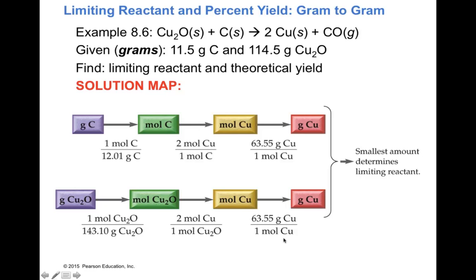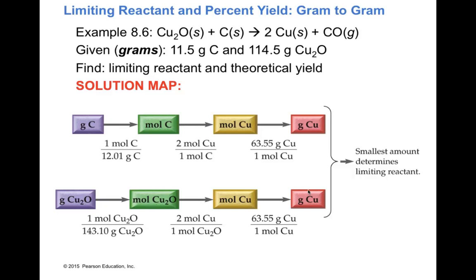Also, this is another important point. This is really important. As I mentioned before, you can use any of these two products here, but you need to use the same in both of them. If you use carbon monoxide here, you need to use carbon monoxide here, because you need to compare how much of the same compound will be produced by each of the reactants. So we can use copper and copper, or carbon monoxide and carbon monoxide.